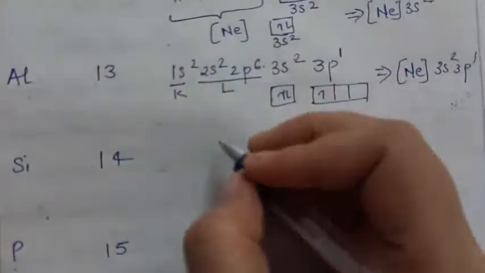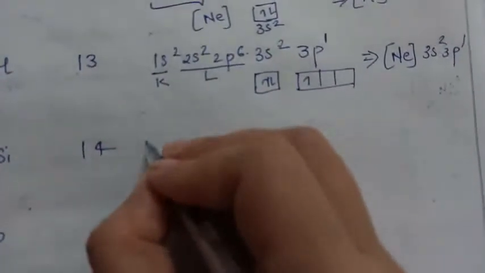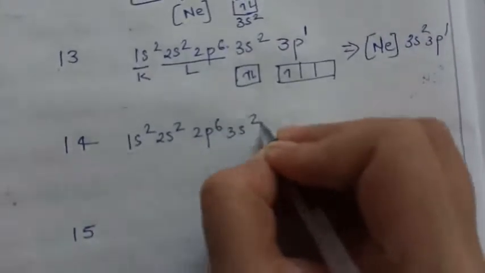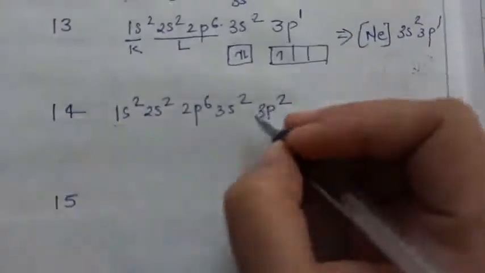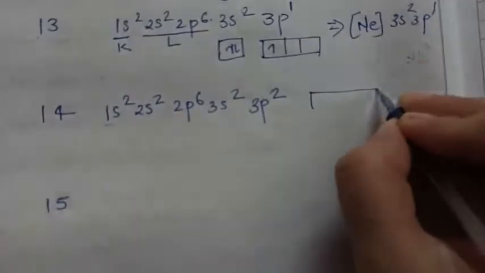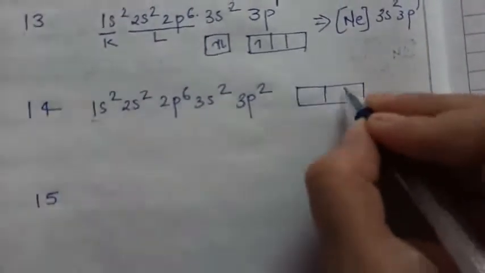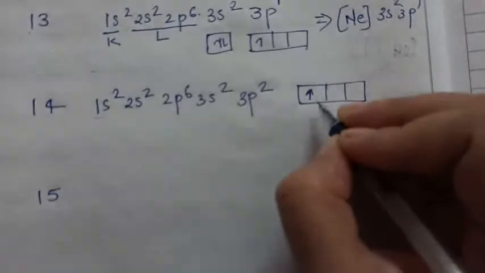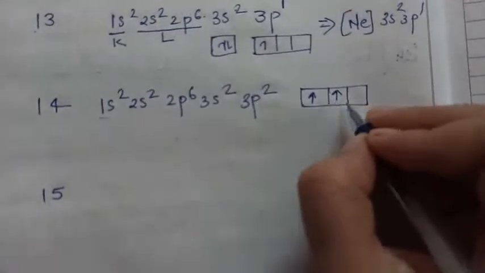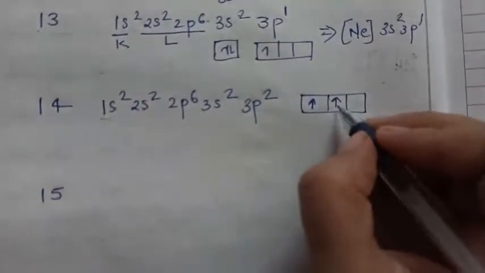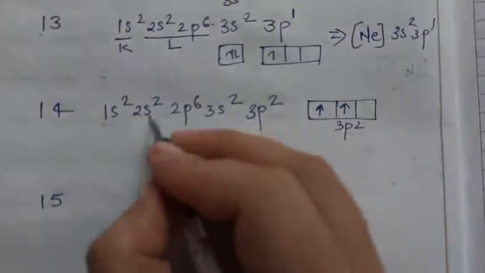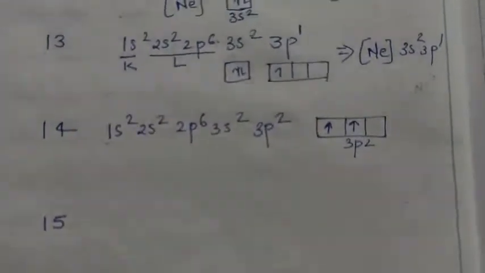Similarly, for silicon atomic number 14, the configuration is 1s2 2s2 2p6 3s2 3p2. So 3s2 will also remain same as above. Now I will draw only 3p2. So 3p2 will be like this. First electron, then apply Hund's rule. No pairing until each and every orbital is singly filled. इसीलिए second electron next orbital में आया. So this is corresponding to 3p2. Rest आगे का part सब ऊपर के जैसा रहेगा.